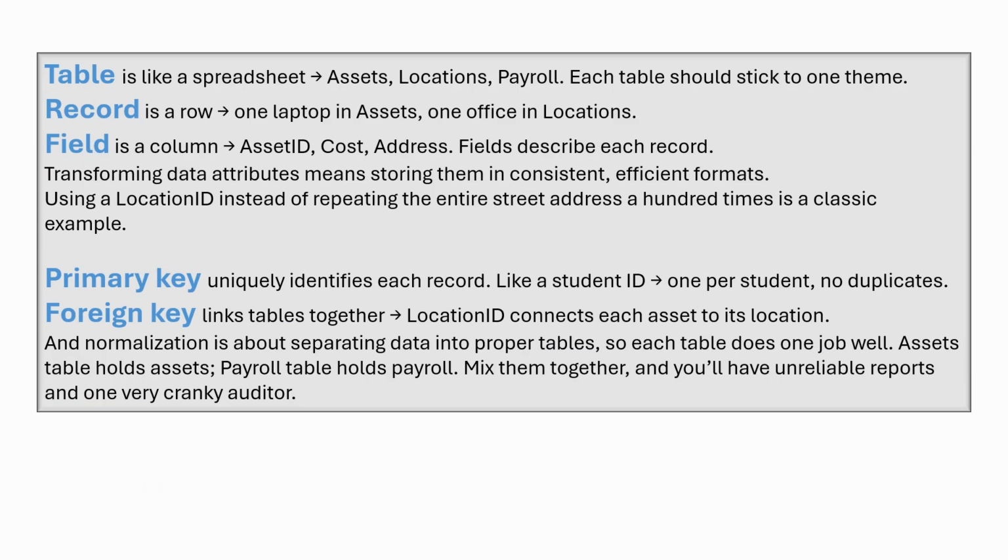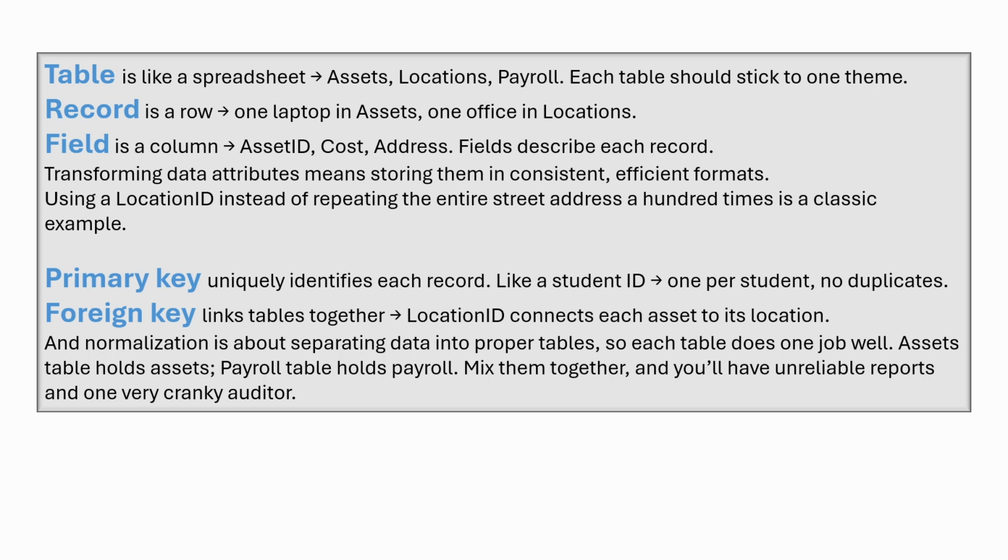Now let's zoom out to the exam task, explaining the components of a relational database. A table is like a spreadsheet: assets, locations, payroll. Each table should stick to one theme. A record is a row: one laptop in assets, one office in locations. A field is a column: asset ID, cost, address. Fields describe each record. Transforming data attributes means storing them in consistent, efficient formats. Using a location ID instead of repeating the entire street address 100 times is a classic example.